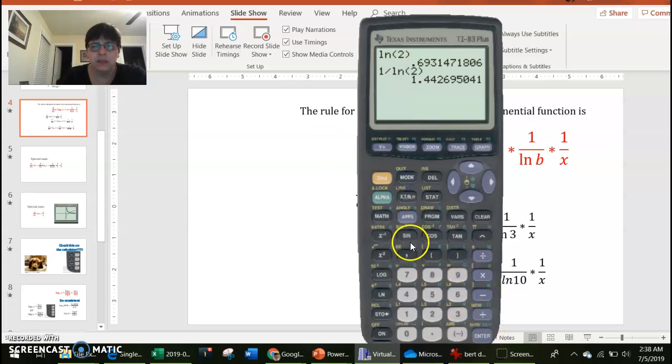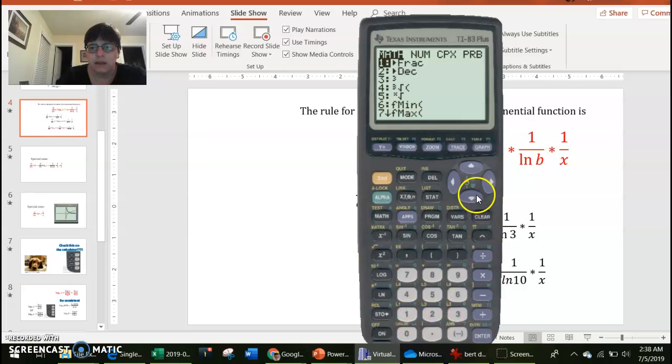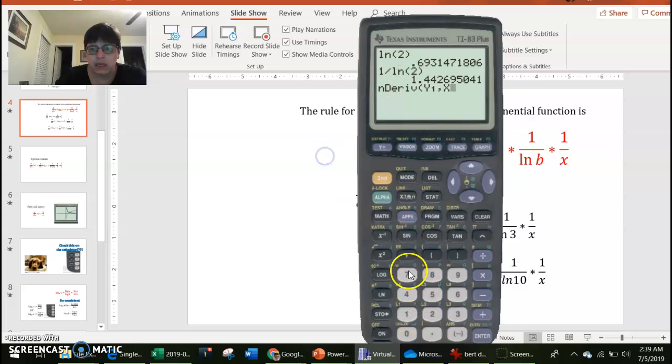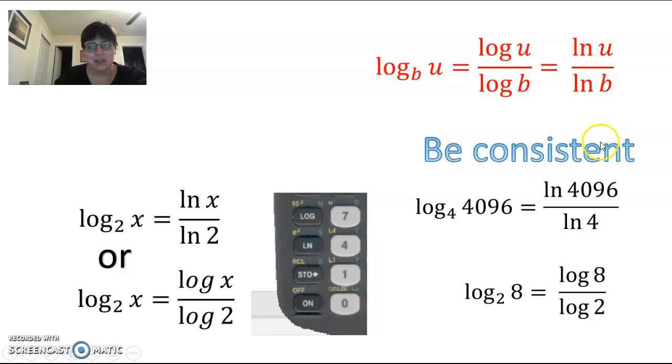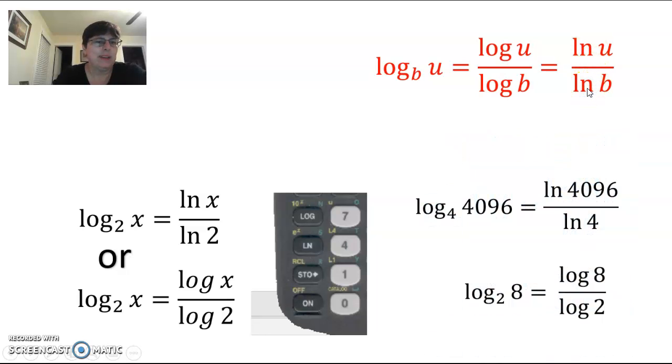If I was out of this and did math and nDeriv, I have to go variable, y variable, function, y1, variable is x, but find it at 3. If I'm not in the y equals, I have to tell it a specific point. And then that would be the numerical derivative at x equals 3. Okay, so last caution, if you aren't consistent, either log or natural log, you're going to be sunk.